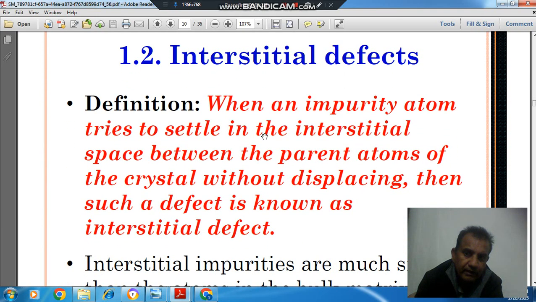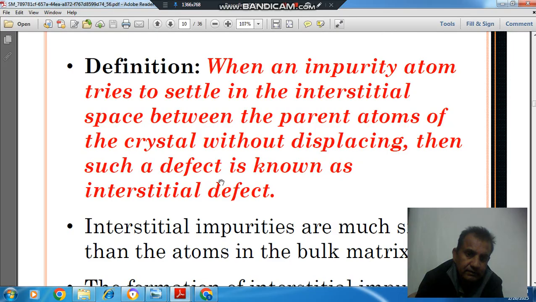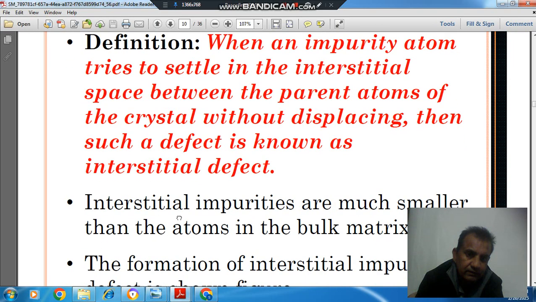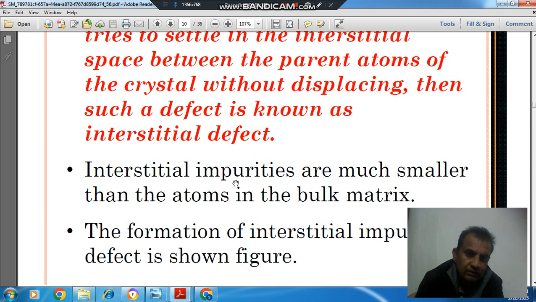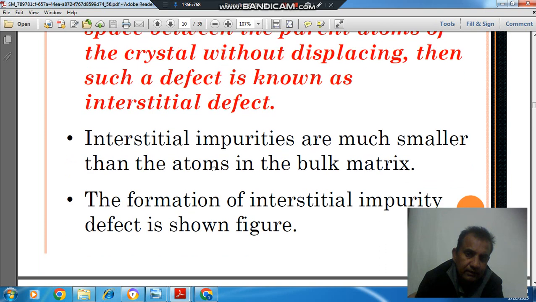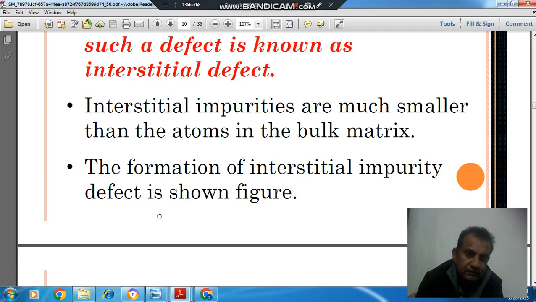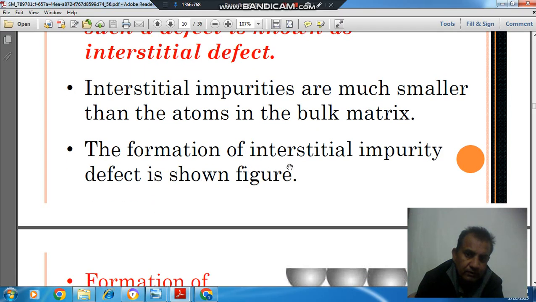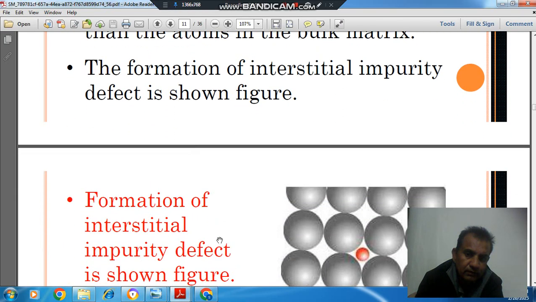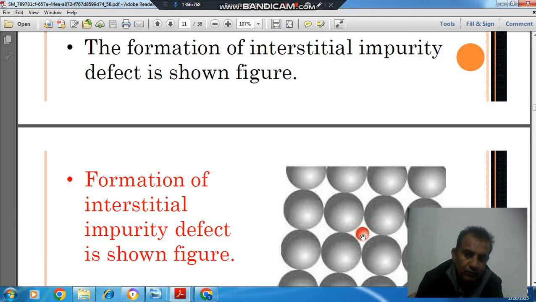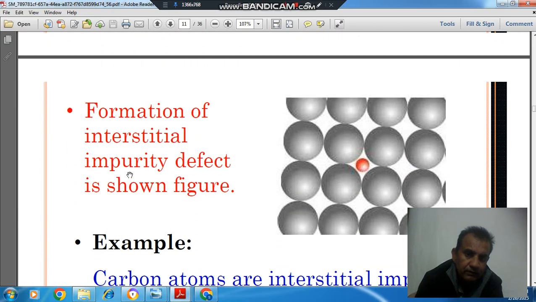Definition: when an impurity atom tries to settle in the interstitial space between the parent atoms of the crystal without displacing them, then such a defect is known as interstitial defect. The interstitial impurities are much smaller than atoms in the bulk matrix. The formation of interstitial impurity defect is shown in figure. So this is your interstitial atom.